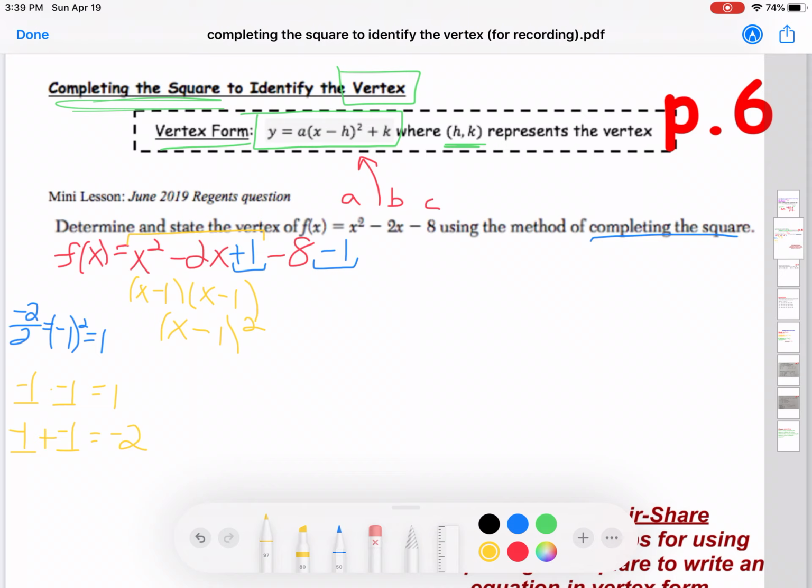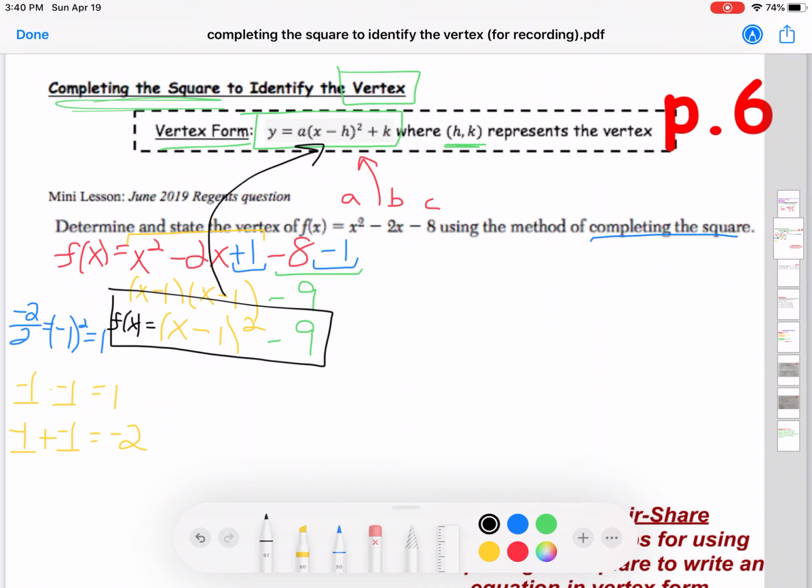So I just factored that first trinomial, and now we're just going to simplify right here. -8 minus 1 would give us -9. So you'll notice what we have right now is f of x equals x minus 1 squared minus 9. And if you notice, this looks just like our vertex form. So we've correctly now taken this equation from standard form and used completing the square to write it in vertex form. This question also asked us to state the vertex.